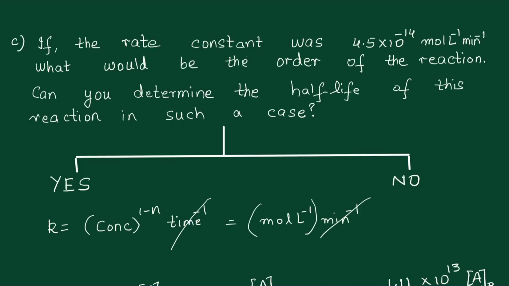Now since there is no power, it means to the power of 1. Concentration again is moles per liter. That means my 1 minus n is equal to 1. Therefore my n is equal to 0.